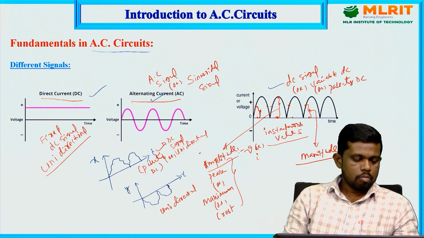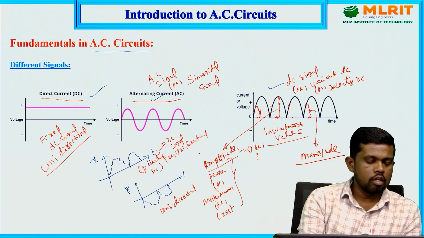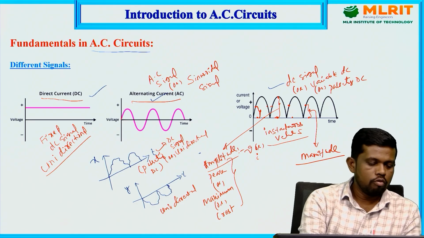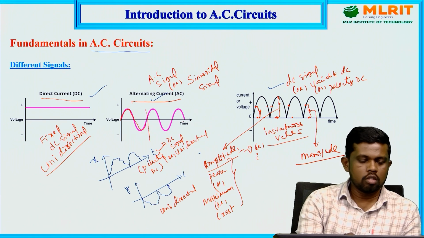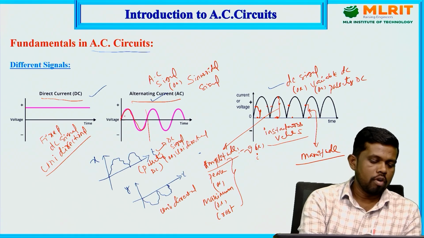For example, let us take alternating current, the AC or sinusoidal signal. From this point to here, with respect to time, we need to consider the magnitude of the signal. It changes polarity and magnitude at regular intervals of time. That is the alternating quantity. We have already discussed that.